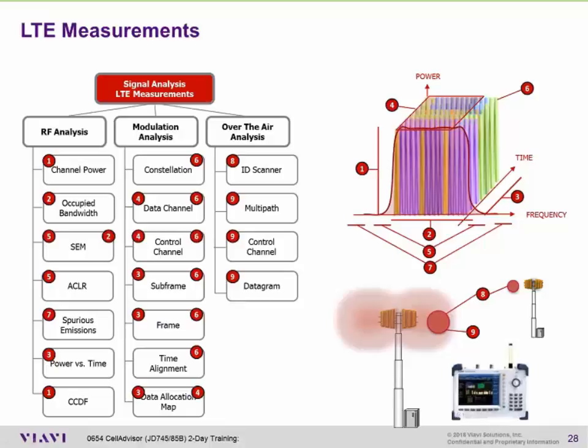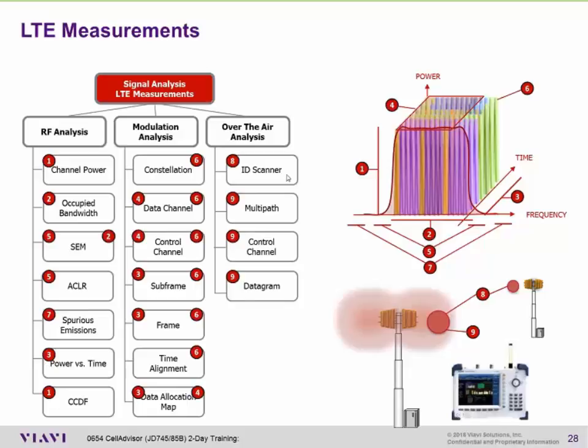My personal favorite is all the way over here on the right-hand side, the over-the-air analysis. Now, don't be misled. You can do over-the-air analysis measurements as well as modulation analysis measurements, which are primarily intended for hardware connection, and vice versa. My favorite is basically the ID scanner, because when I'm making a measurement, especially on the DAS system or over the air, immediately I want to determine how many sectors are trying to serve me.